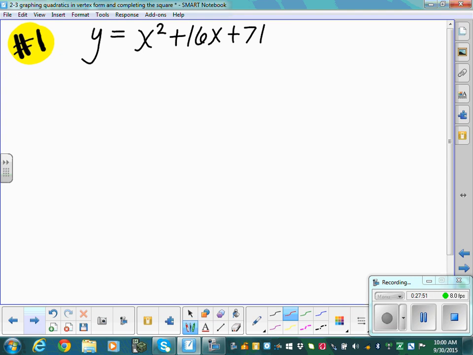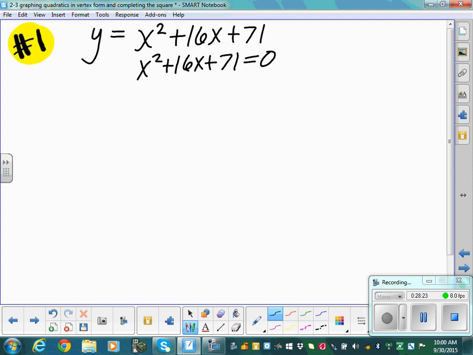Okay, so we're going to write this thing that's in standard form in vertex form. Notice it's in standard form because it's in ax squared plus bx plus c. All right, so somebody tell me, what is my first step? Participate so we can get through this lesson 10 times quicker. Make sure it's equal to 0. So we have x squared plus 16x plus 71. We'll say it's equal to 0.